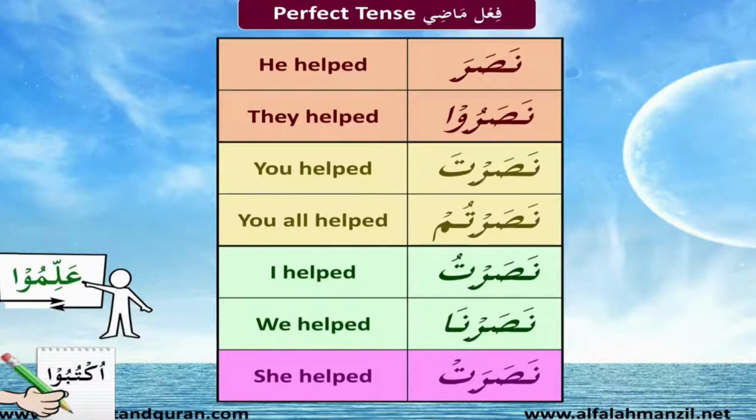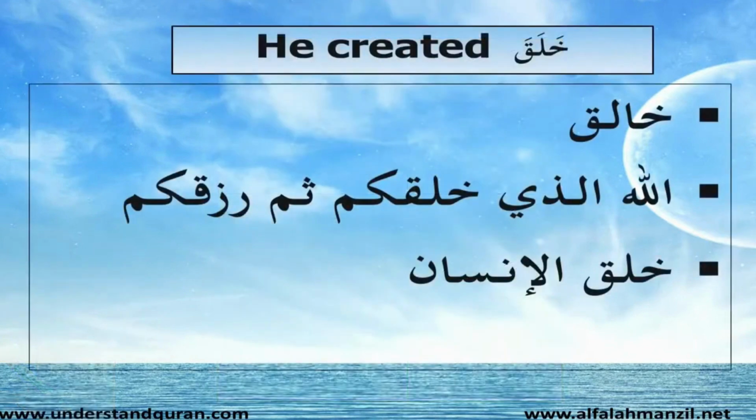So khalaqa, he created. Khaliq is the person who creates. That's the file, that's the doer. The name of the doer is Khaliq. Allahul Lazi khalaqakum summa razaqakum. I'm sure you can translate this. Allazi, the one who. Allazi, the one who. Who? Allah. Allah is the one who khalaqakum. He created all of you.